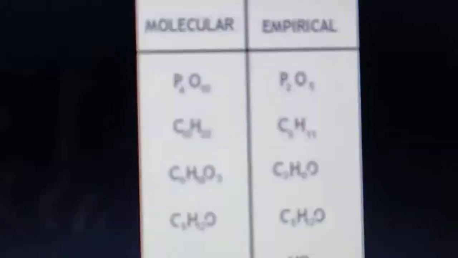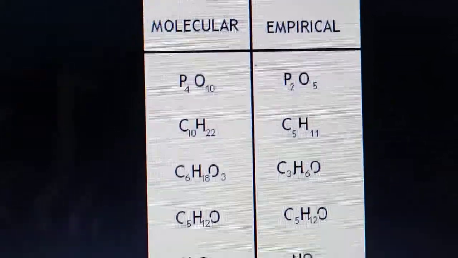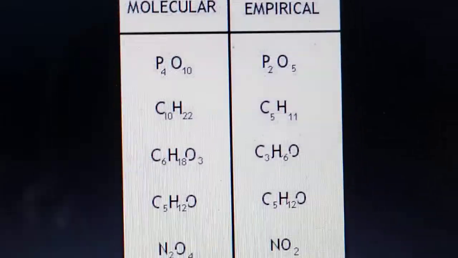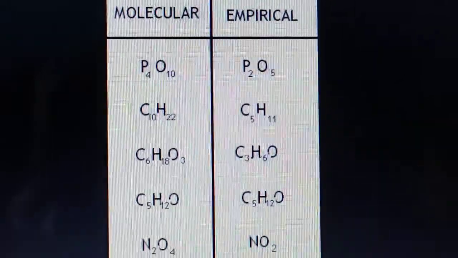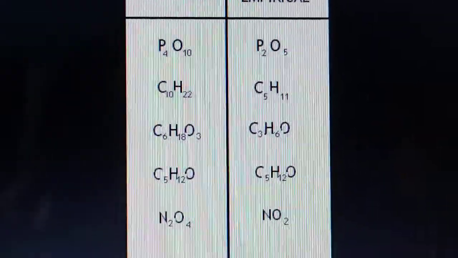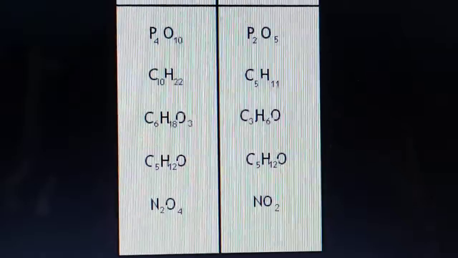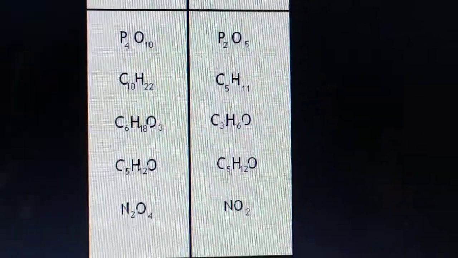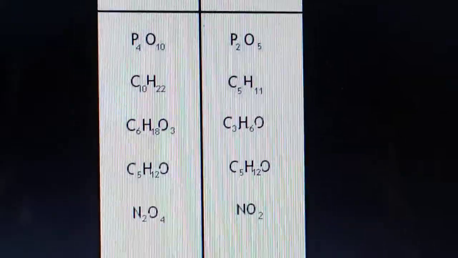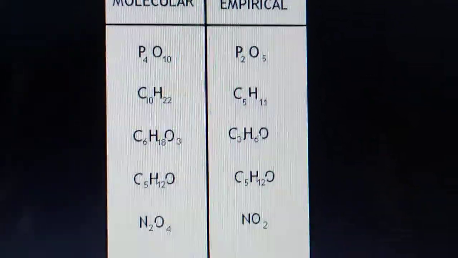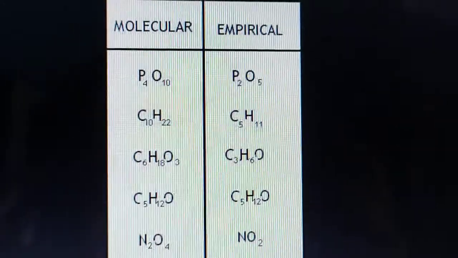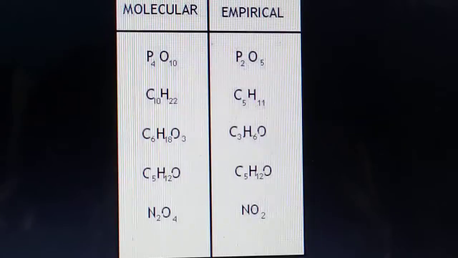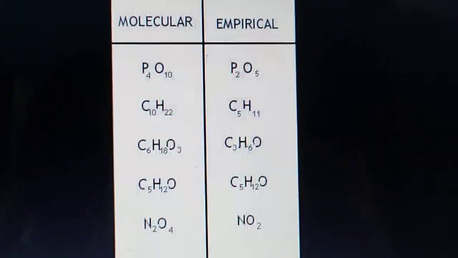P4O10 gives P2O5. C10H22, you divide it by 2, you get 5 and 11, so you'll get C5H11. C6H18O3 you will get similarly. For C5H12O, the ratio is not a whole number, meaning you cannot take any number to divide this so that you get a simple whole number ratio, so you leave that. N2O4 gives NO2. So I think it is clear about the molecular formula and empirical formula.